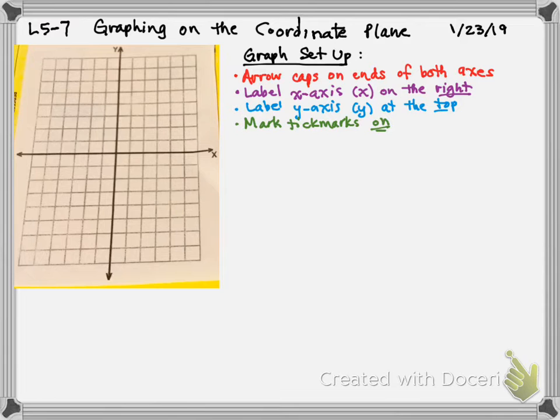On the lines of the graph paper. What I mean by that is I do not want to see you making tick marks that are inside of a box, so somewhere between one line and the next line. That's not going to be okay for me. So very important that you're going to make the tick marks.